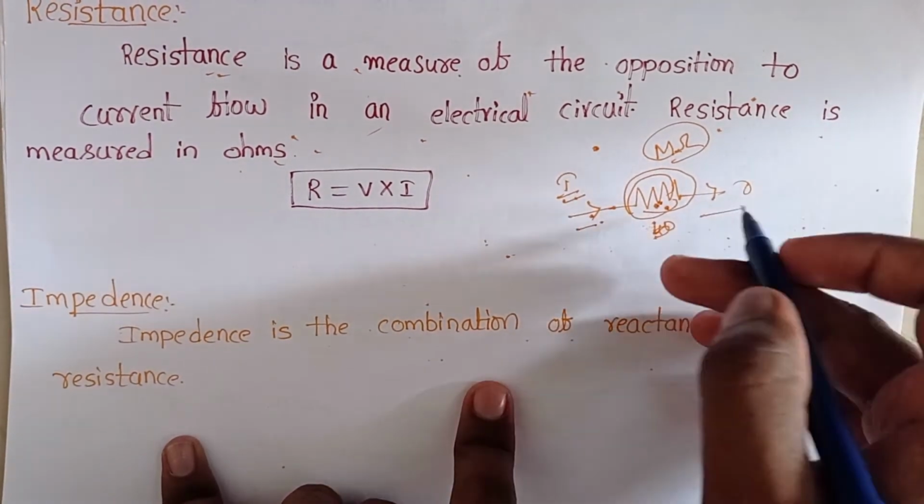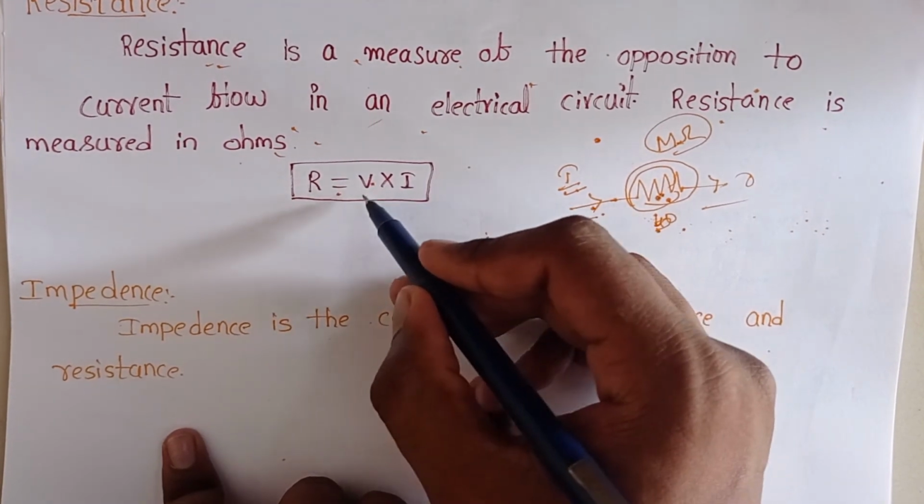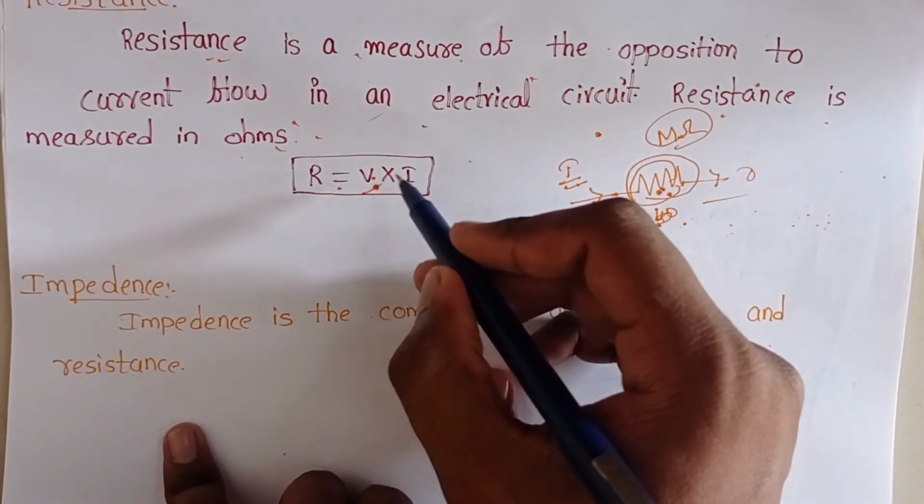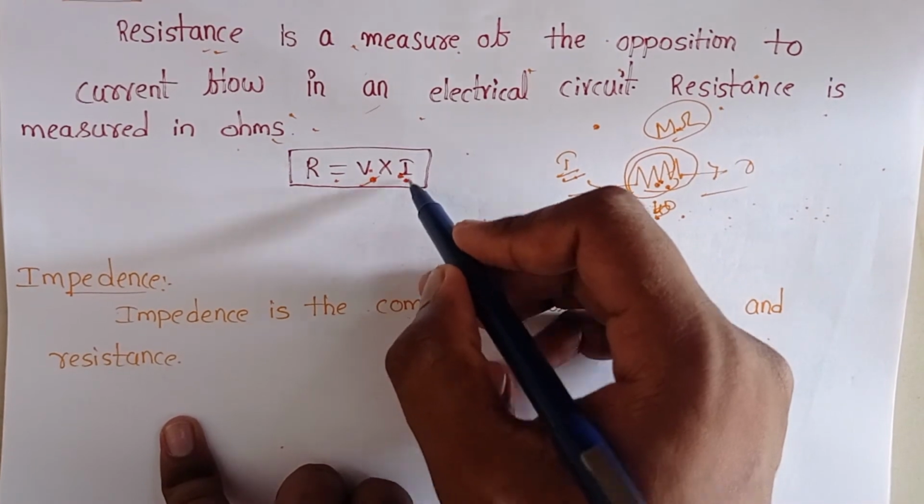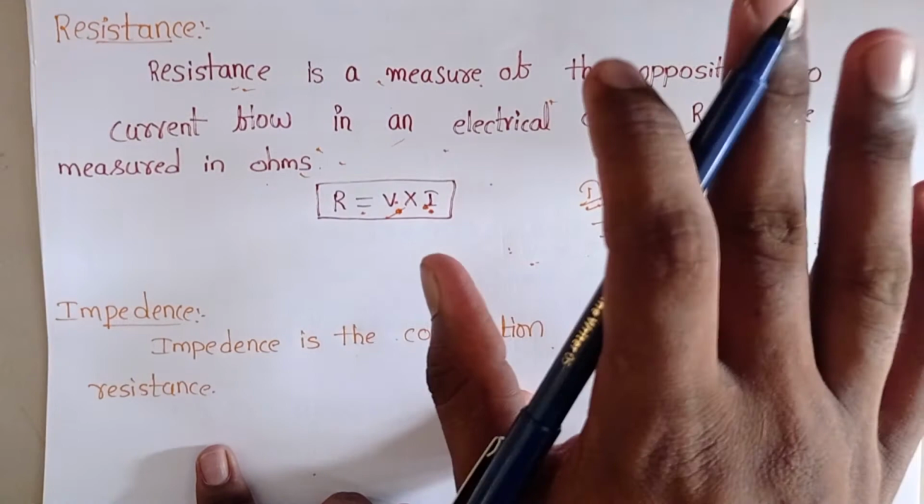How to find the resistance? Resistance R is equal to V by I, where V is the voltage across the resistor and I is the current passing through the resistor. This is about resistance.